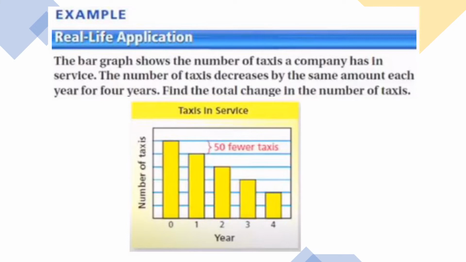So each one of these bars in the graph represents the number of taxis. And each year the number of taxis is reducing. It's decreasing. All right? And we need to find the total change in the number of taxis. So this is a real life application problem here. Let's look at the solution.